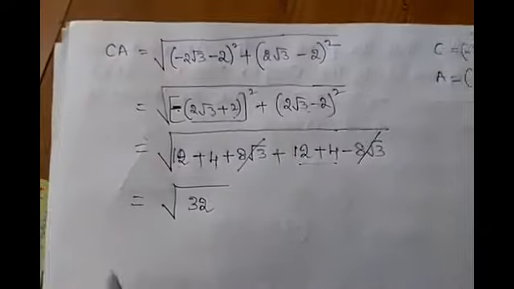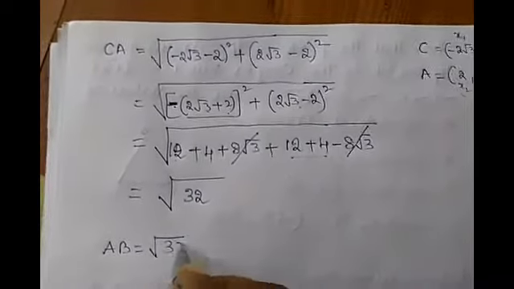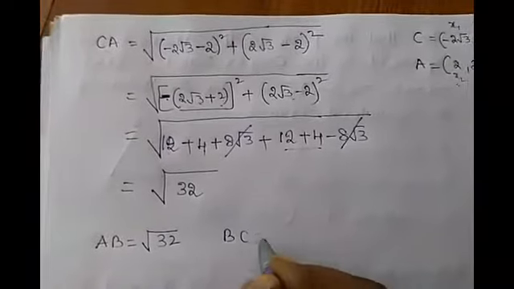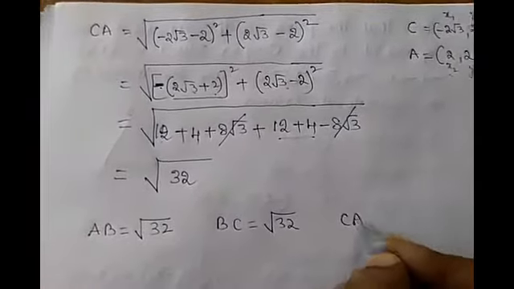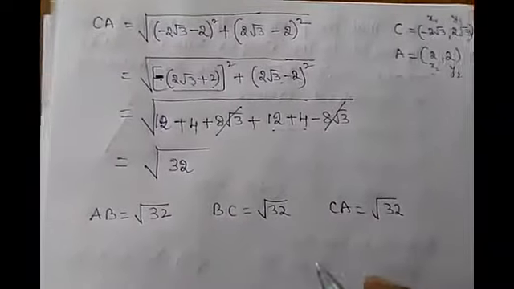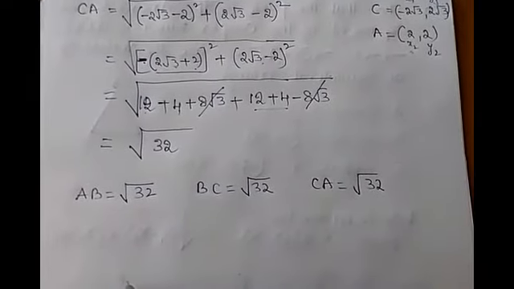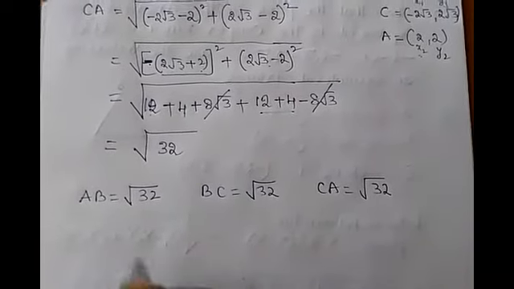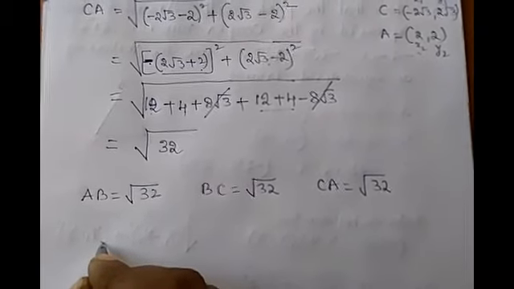Now observe, what is AB? The distance between AB is root 32, BC is root 32, and CA is root 32. That means all sides are equal, so ABC forms an equilateral triangle.